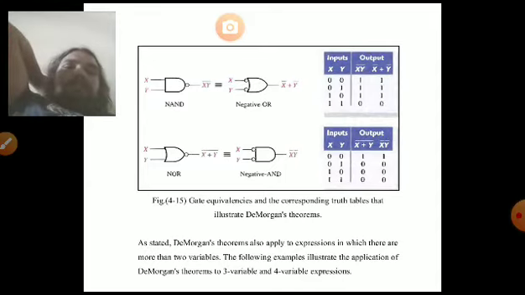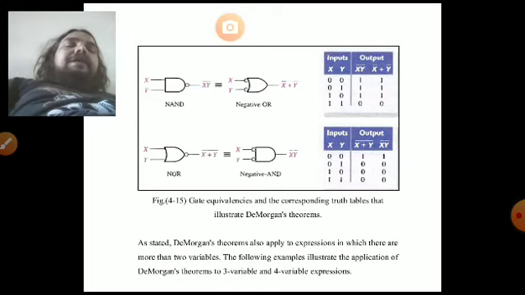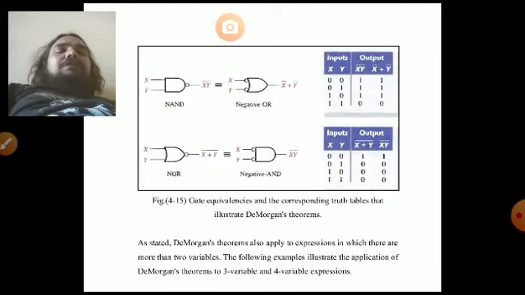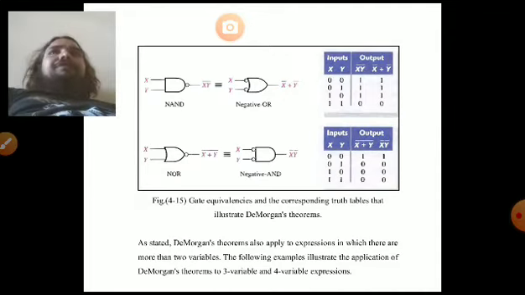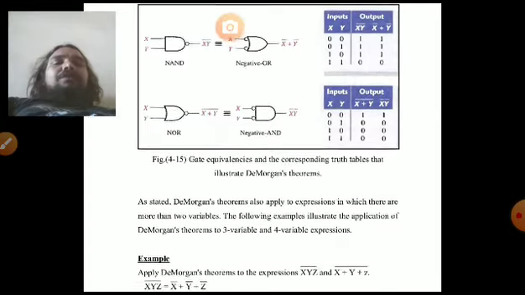Comparing LHS output and RHS output, they are equivalent. Therefore, De Morgan's second theorem constructs these logical circuits and is verified with the help of the truth table.